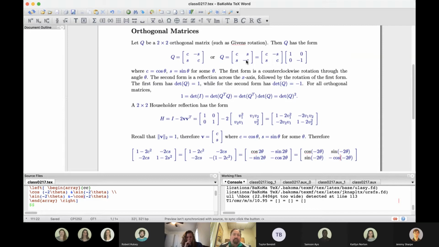Now, 2 by 2 Householder reflections might not be all that useful, but if you have an n by n orthogonal matrix, you could represent it as a product of rotations or reflections, because what you're doing is picking 2 rows or 2 columns and performing a rotation or reflection on them. An orthogonal matrix of any size can be described as a product of these kinds of operations.